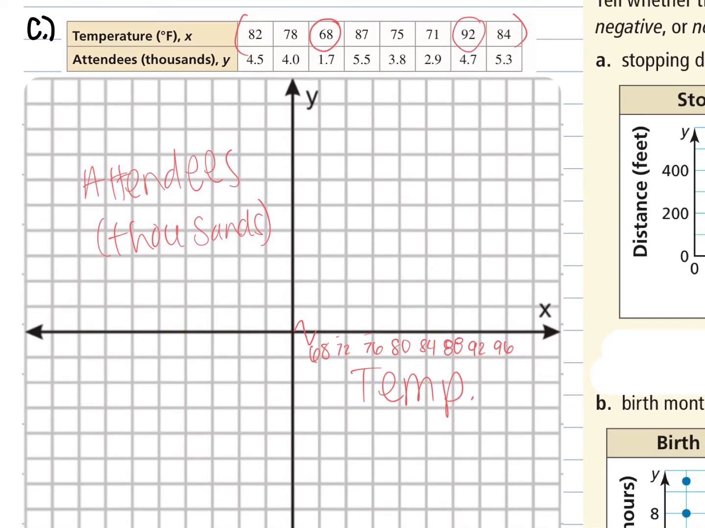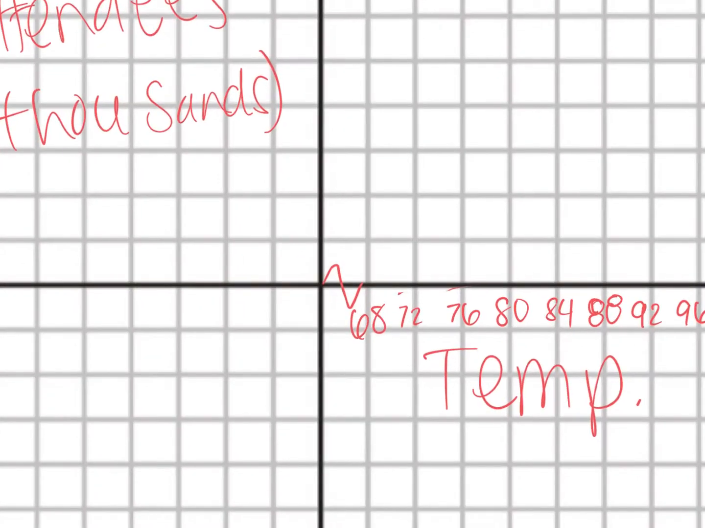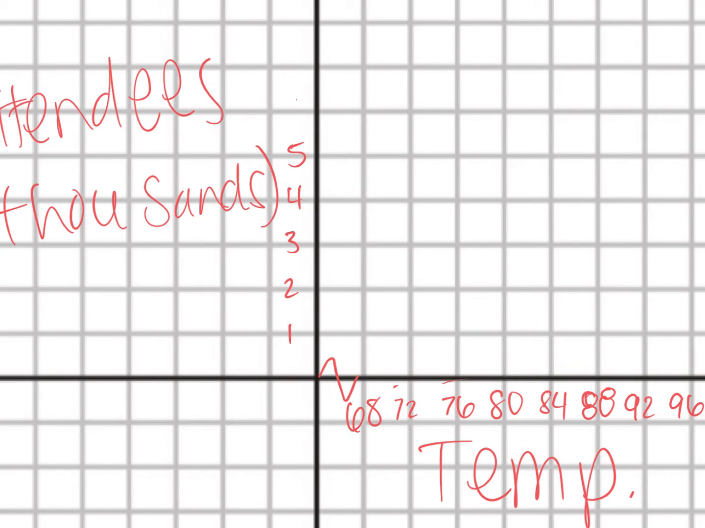Now, attendees. What is our smallest amount of attendees? 1.7. What's our largest? 5.5. Is 1.7 close enough to 0 that we don't need a break? Yeah, I'd agree with that, okay? What do you want to count by so we can include 1.7 all the way to 5.5? You want to count by ones? Yeah. That's fine, okay? So let's count by ones. So we'll start with 1, 2, 3, 4, 5, 6. Nothing goes above 5.5, so we can stop at 6.